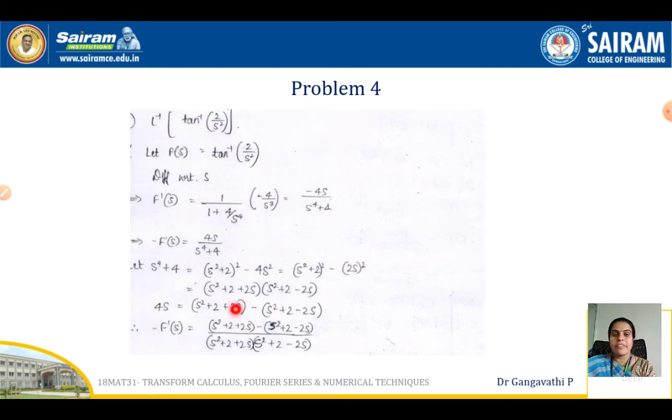It is all for the simplification purpose only we have done. So now substitute minus f dash of s as it is. 4s can be written like this, so substitute there, and the denominator s square plus 4 can be written like this, so substitute it there. And this is all for the purpose of simplification only we have done it.